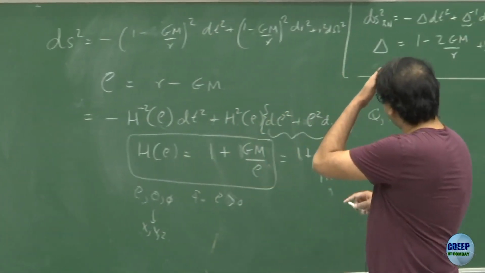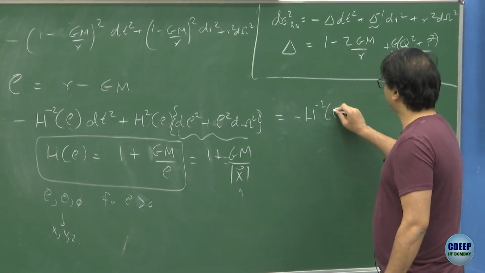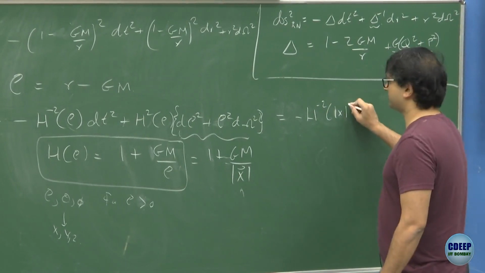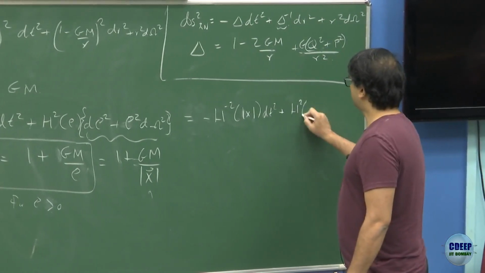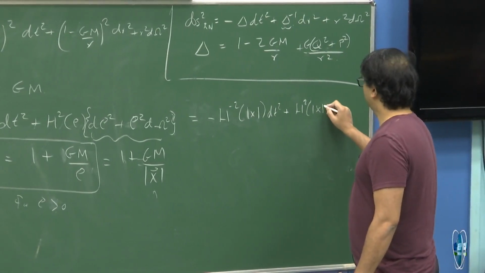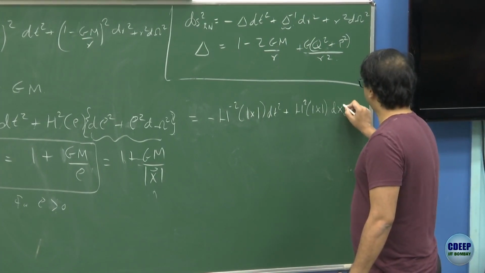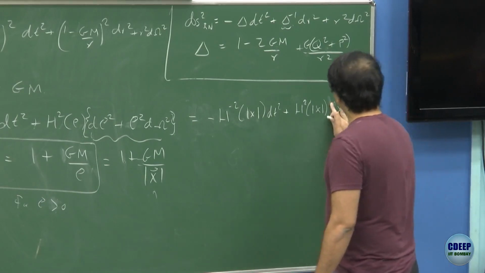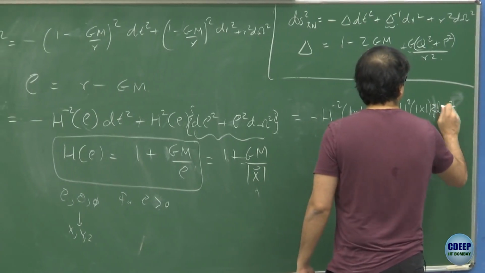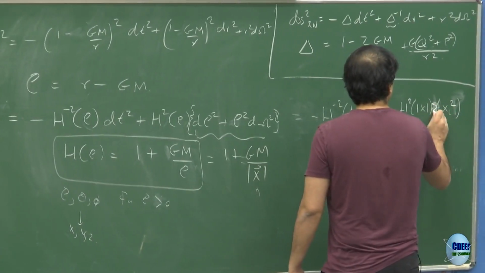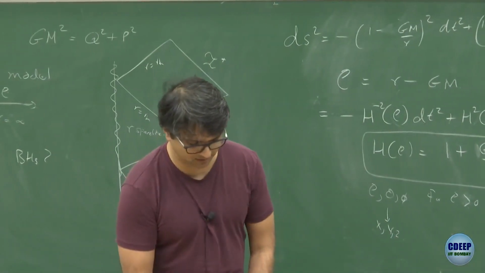And our metric can be written as minus h to the minus 2 of mod x dt squared plus h squared of mod x dx_i squared, summed over i. So it just looks like flat space coordinates with this modification by this factor of h of x.